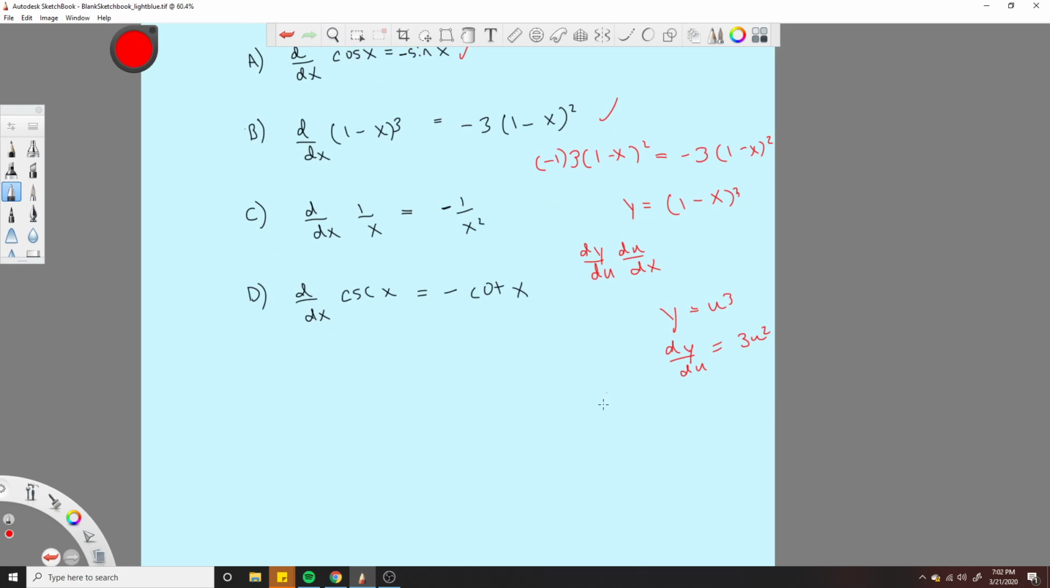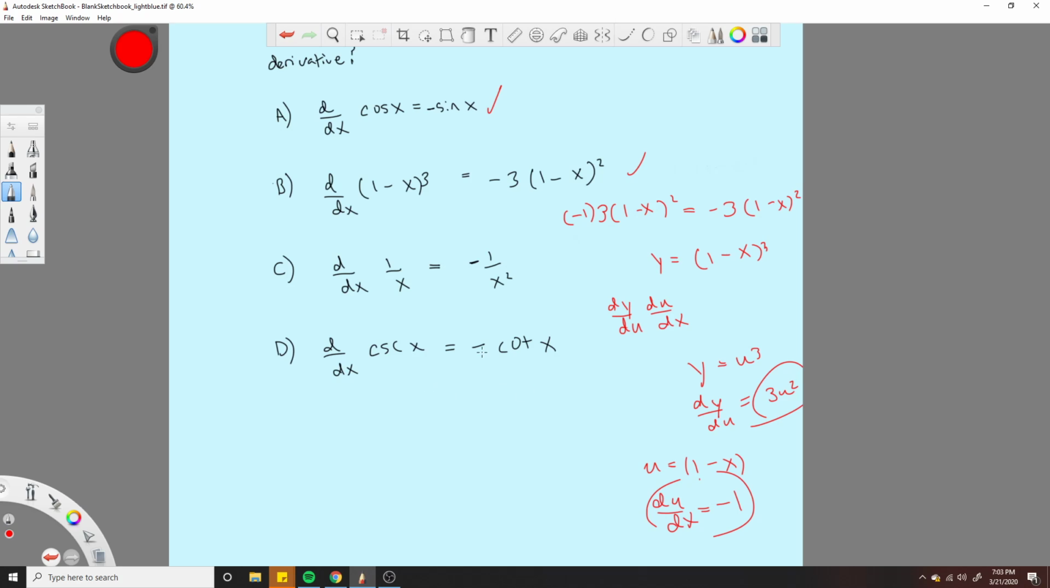Now you'd have to find this du/dx. So you know u is 1 minus x because you put the u in for that. For 1 minus x, du/dx is negative 1. And then you would multiply this negative 1 by that 3u squared, negative 3u squared. You'd plug in the 1 minus x squared, and you can see that you're getting that problem. So that's just the chain rule. If you're not familiar with that, go find some other video. This is just kind of a refresher and show you what you need to know for the test.